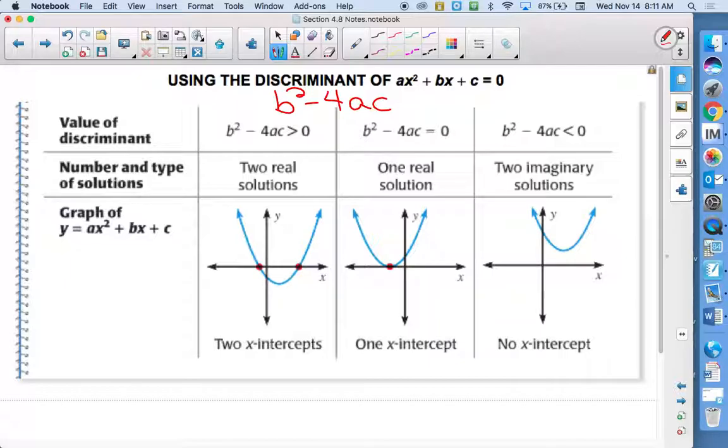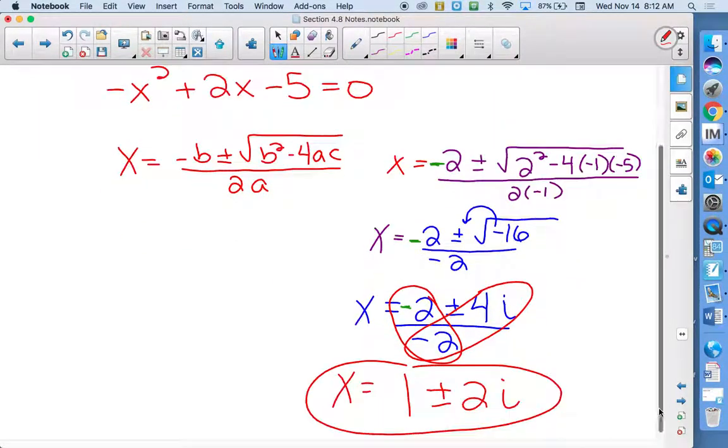This is what the parabola would look like if there's two answers. Anytime we find solutions of a parabola, we're really finding x-intercepts when we're solving for x. If the square root is equal to 0, like the second example when we had the square root of 0, we have one answer, and that one answer is because the vertex is touching the x-axis where the solution is. And then the last option was when we had that imaginary answer, just like we just did here, that 1 plus or minus 2i.